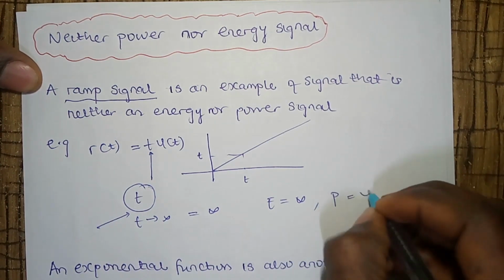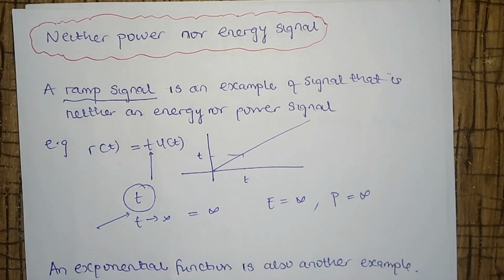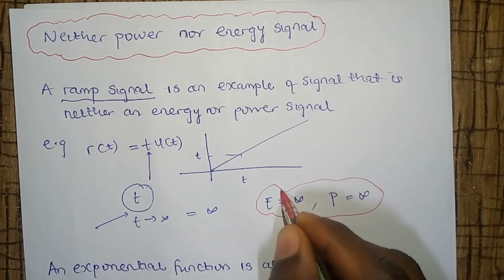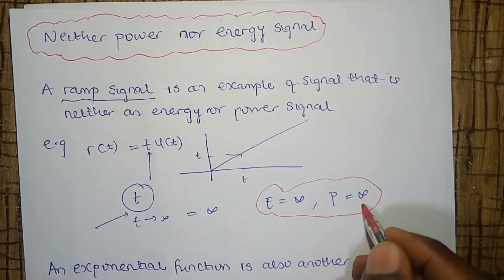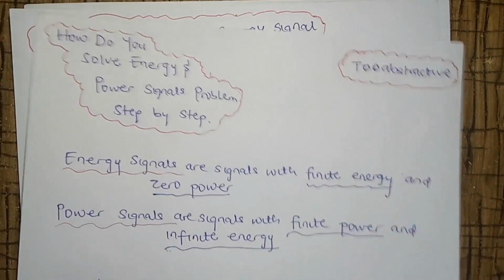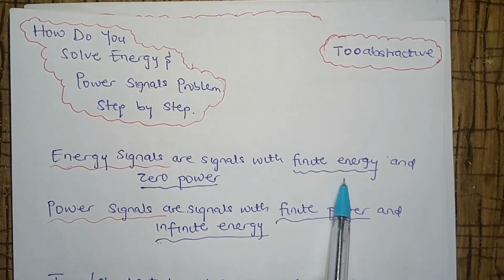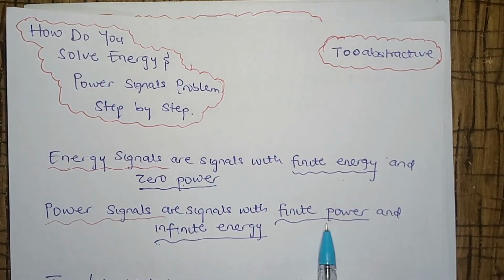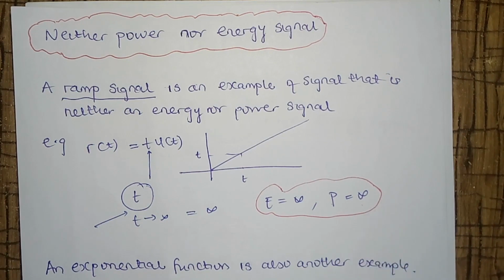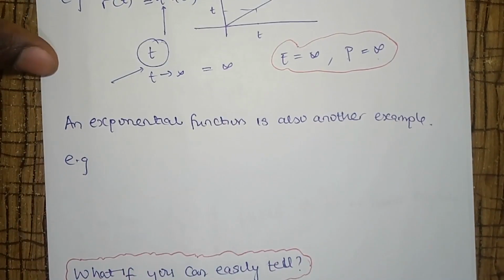Which results in power being what? Infinity, because there's no way you can calculate it, right? Infinity divided by a constant is often infinity. So it ends up giving us infinity. This is the first part. So whenever we have energy equal to infinity and power equal to infinity, they are neither energy nor power signals. Remember, from the definition of energy and power signals, we say an energy signal is a signal with finite energy and zero power; a power signal has finite power and infinite energy. Not the other way around, right?